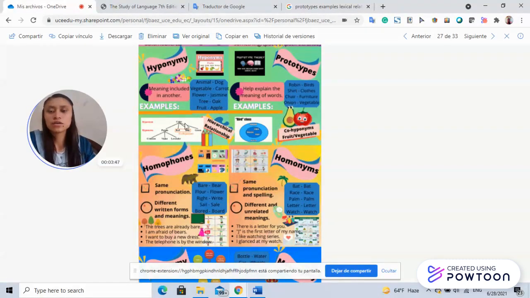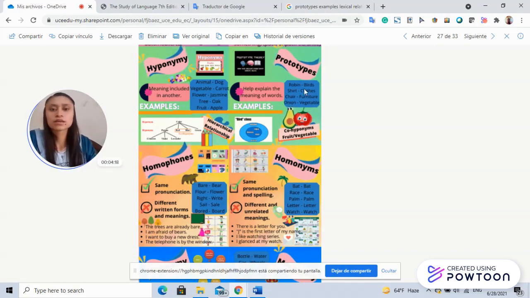share the superordinate term. The other one are prototypes, in which some words help explain the meaning of certain words. For example, a robin in birds, shirt in clothes, chair, furniture, onion, vegetable. Those are prototypes that help to understand the meaning of these words.